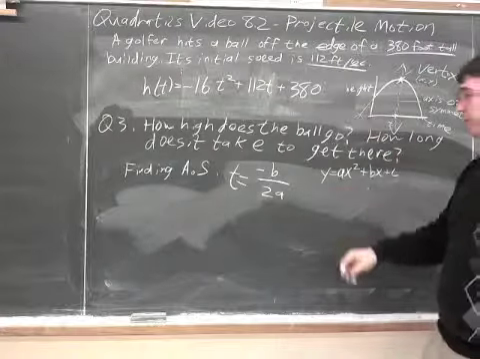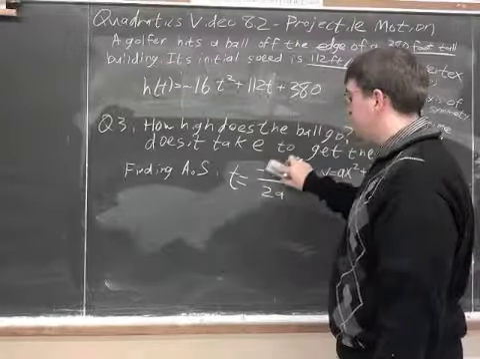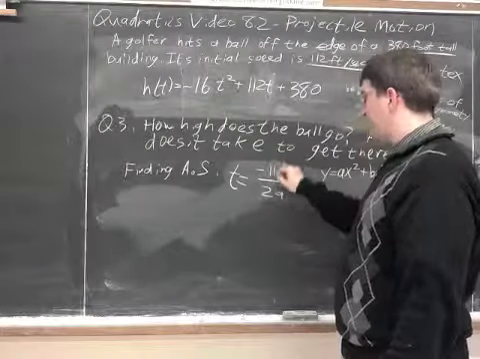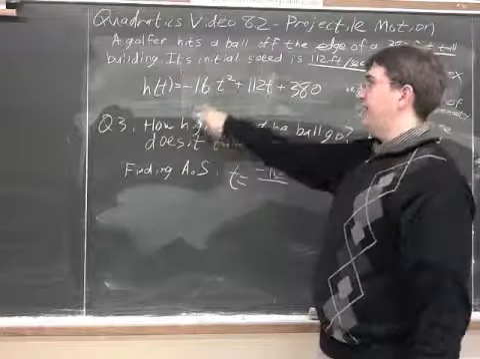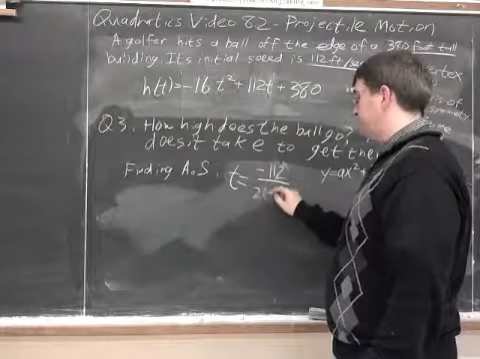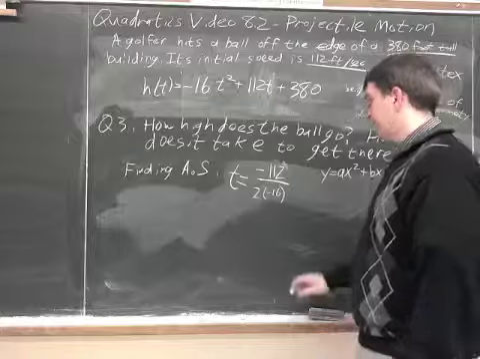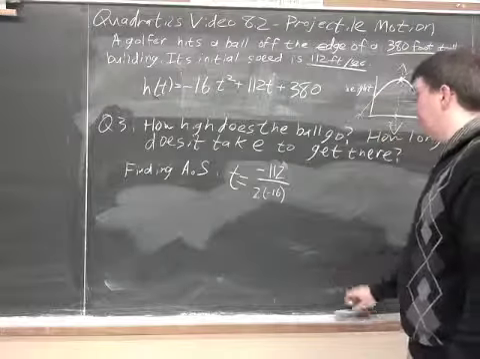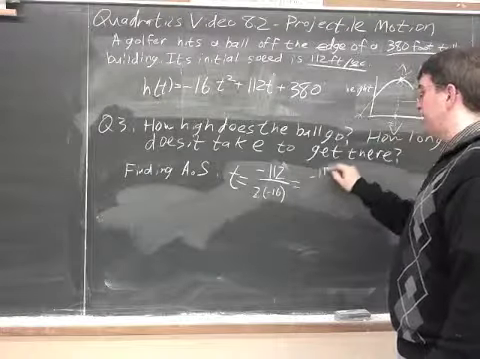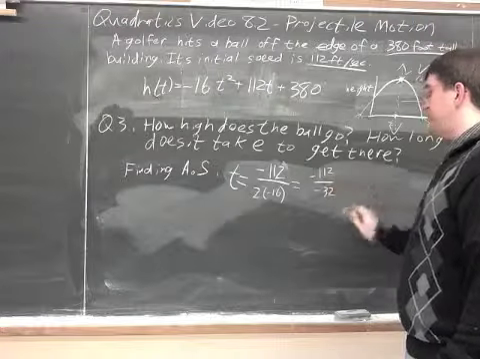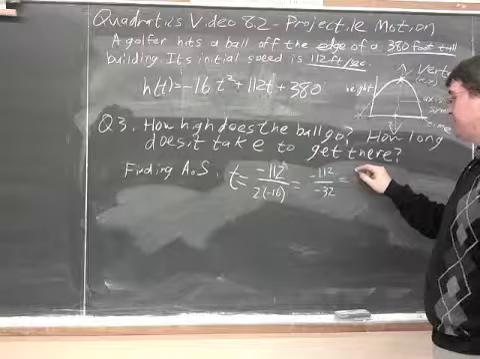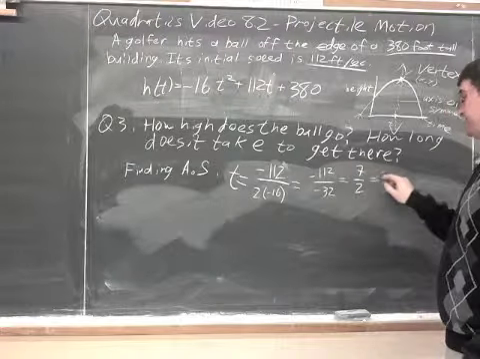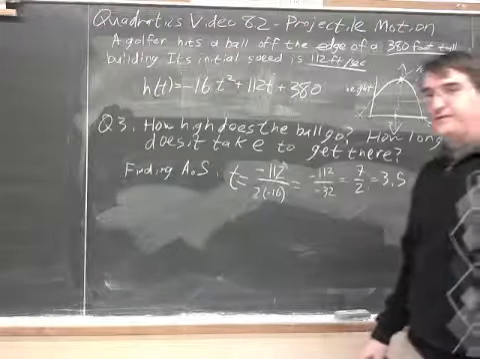So in this particular case, I could do negative 112 divided by 2 times that. So 2 times negative 16. That gives me negative 112 over negative 32. Take a 16 out of both of those. I have 7/2, which is 3.5.